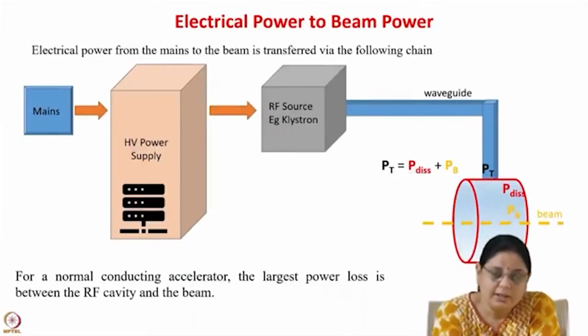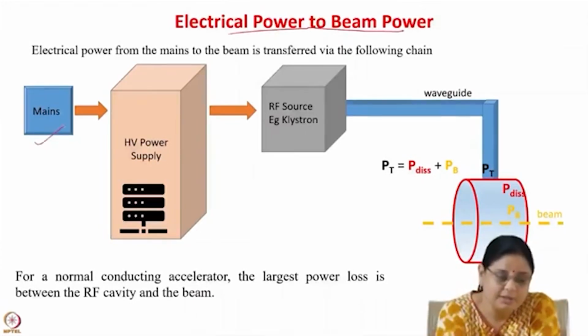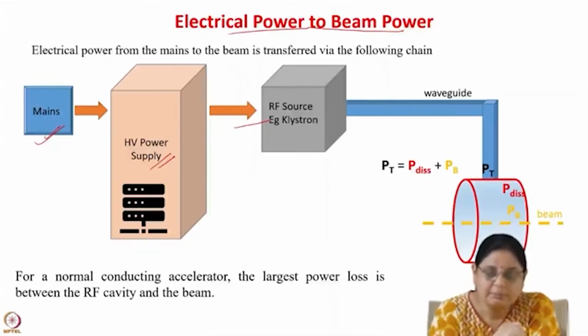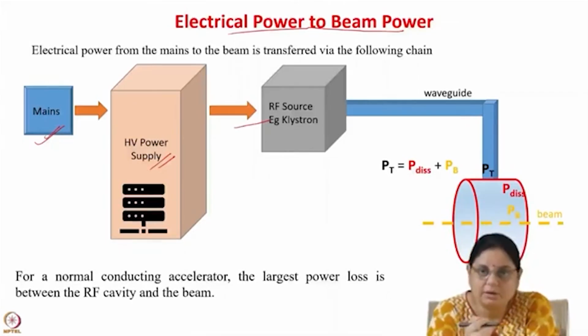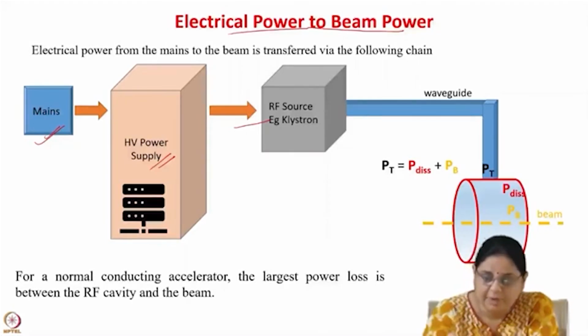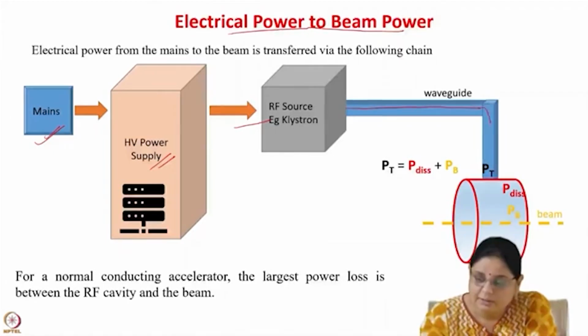Now if you look at the transfer of electrical power to beam power, starting from the main switch, the mains gives power to the high voltage power supply, which in turn powers the RF source, which could be a klystron or any type of RF amplifier, a solid state amplifier or a tetrode. This produces high power electromagnetic waves at the required frequency, and using a waveguide, these waves are transferred into the cavity.